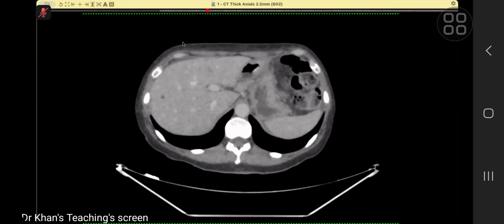Yes, sir. 53-year-old female, irregular bowel habits since a few months, melena, weight loss. Over to you. Sir, post-contrast CT abdomen images of a female patient have been provided.